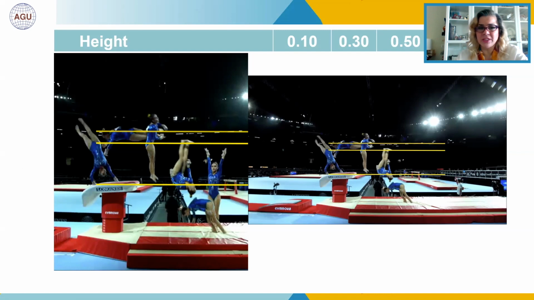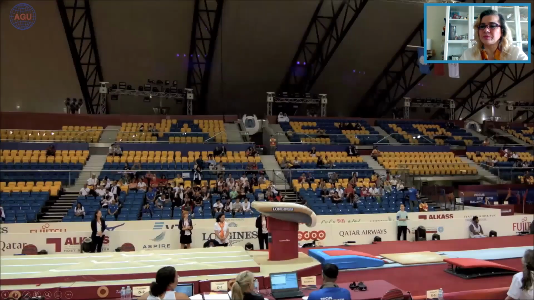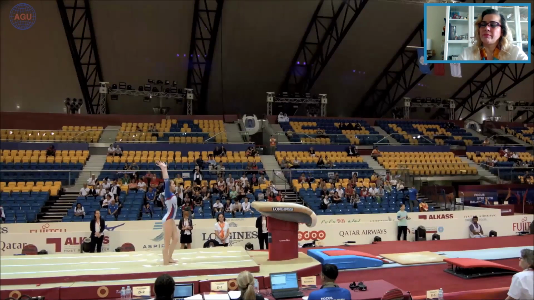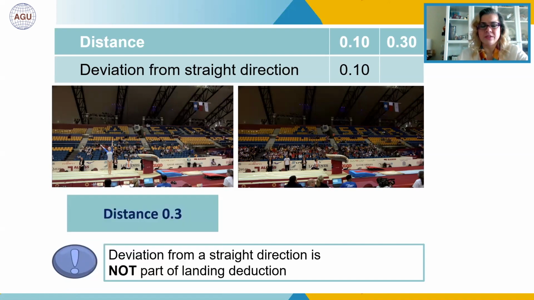Let's talk about another deduction in the second flight phase, which is the distance, which has a maximum of 0.3, so either 0.1 or 0.3, and deviation from the straight direction, only 0.1. And remember, the deviation from the straight direction is not part of the landing deduction. It's part of the second flight phase. Let's see an example. Okay, the gymnast landed near the vaulting table and she receives 0.3 for the distance.